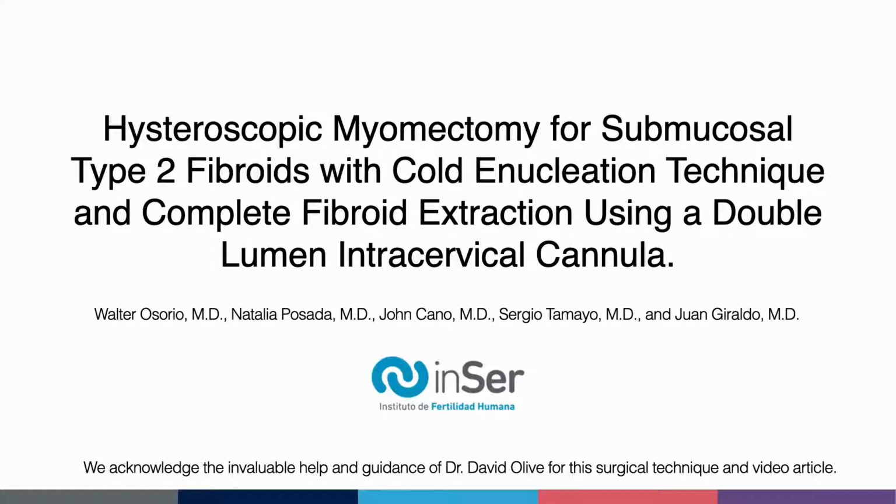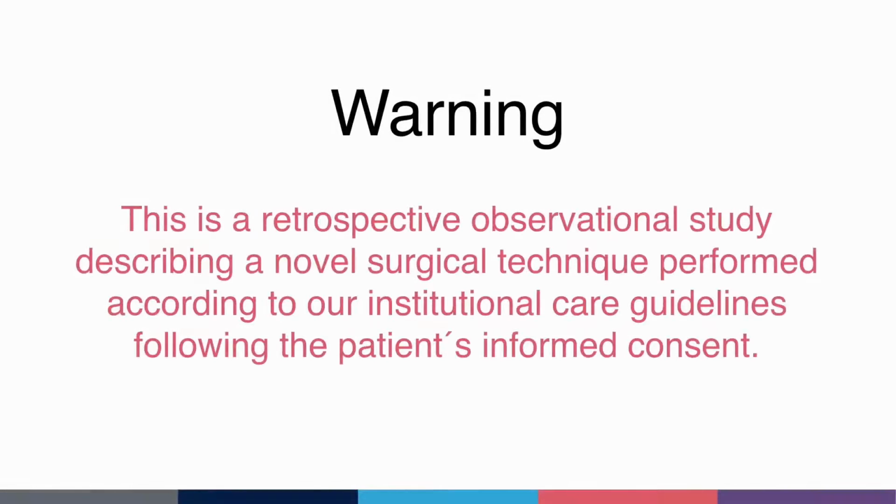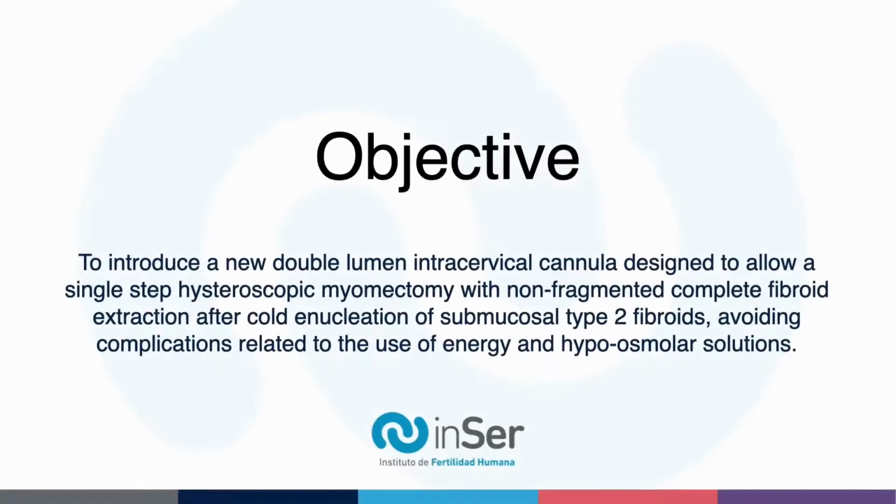Hysteroscopic myomectomy for submucosal type 2 fibroids with cold enucleation technique and complete fibroid extraction using a double lumen intracervical cannula. The purpose of this video is to introduce a new double lumen intracervical cannula designed to allow a single-step hysteroscopic myomectomy with non-fragmented complete fibroid extraction after cold enucleation of submucosal type 2 fibroids, avoiding complications related to the use of energy and hyposmolar solutions.